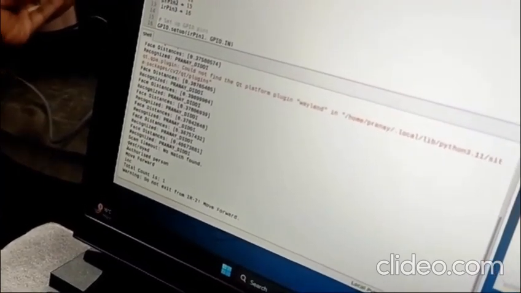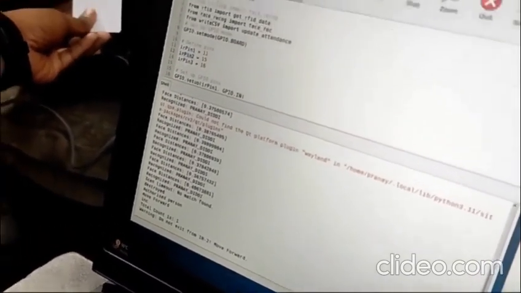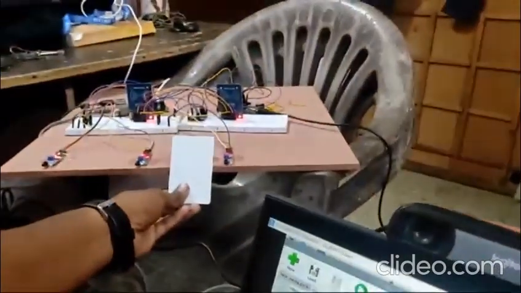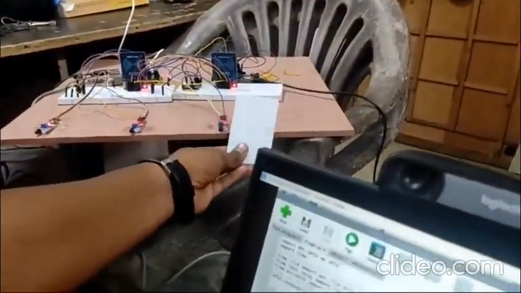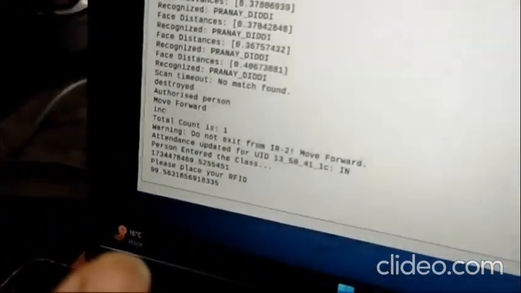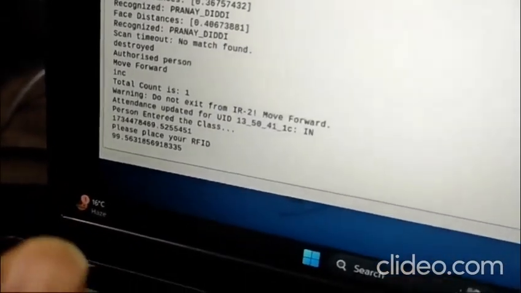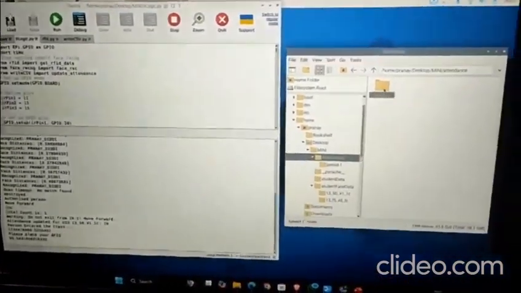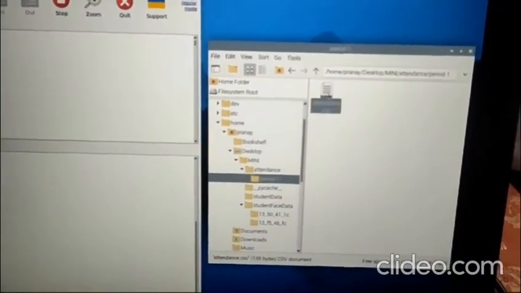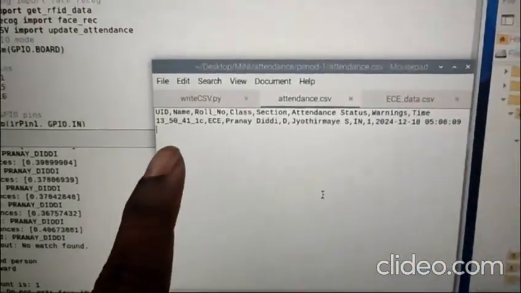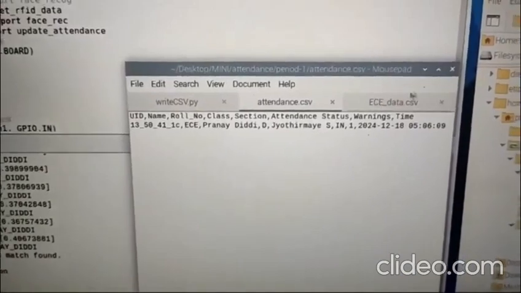When the person moves through IR sensor 3 also, the attendance is calculated. The attendance is updated for the UID for in cycle. I'm showing you the attendance calculated by the in cycle from the system. This is for period 1, attendance.csv. This is the attendance which was provided for me.